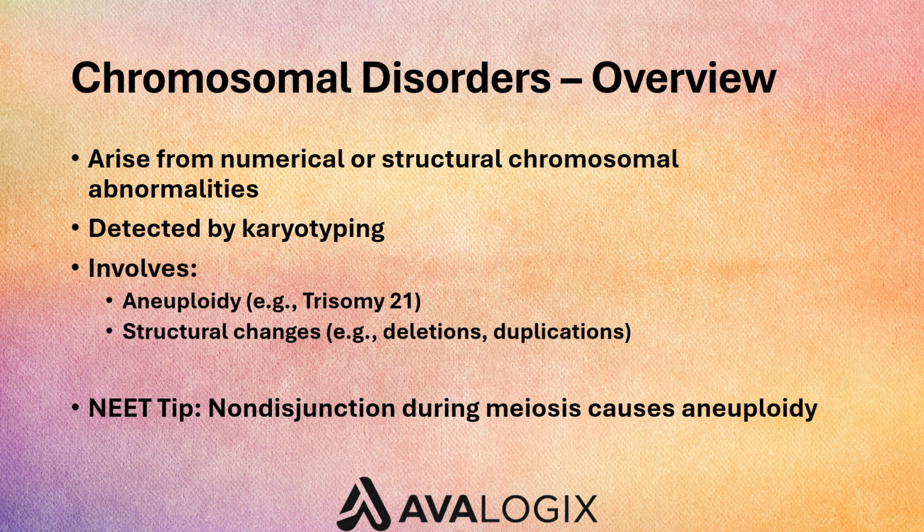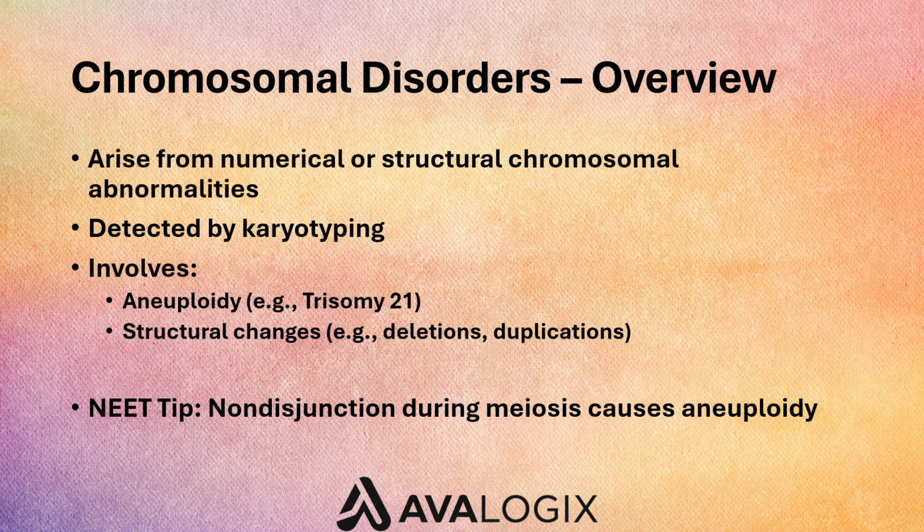Now we move into chromosomal disorders, which are due to large-scale abnormalities in chromosome number or structure. Unlike monogenic disorders, these do not involve mutations in single genes, but rather the addition, deletion, or rearrangement of whole chromosomes or large sections of them. There are two main types.